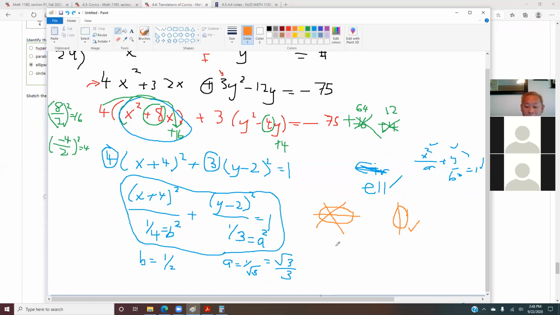So what is your center of this graph? Anyone know the center? It will be -4, 2. So that means this center is at -4, 2. Okay. And do you know how to find your vertices?